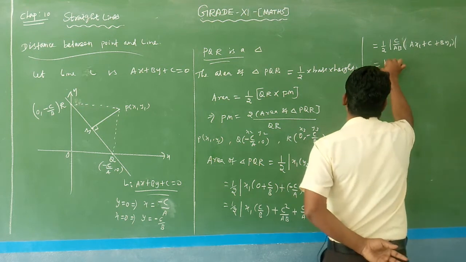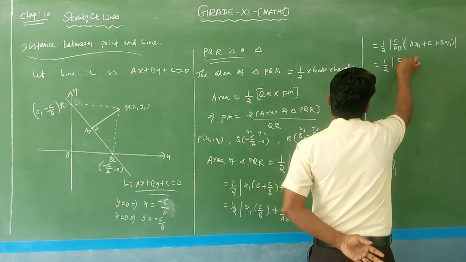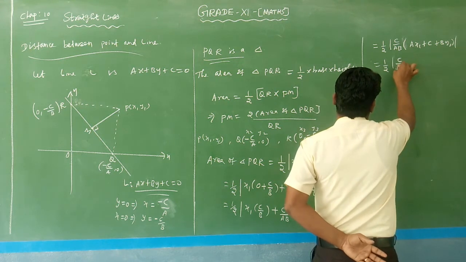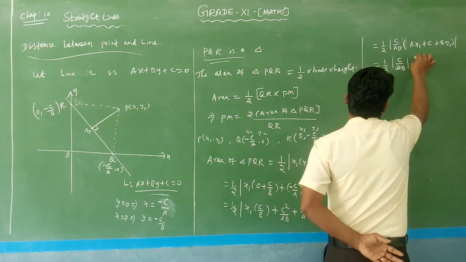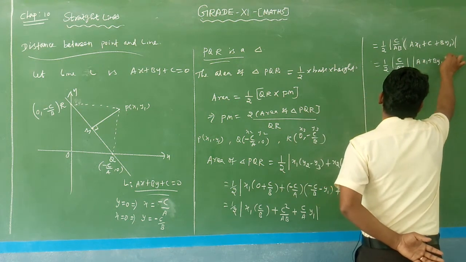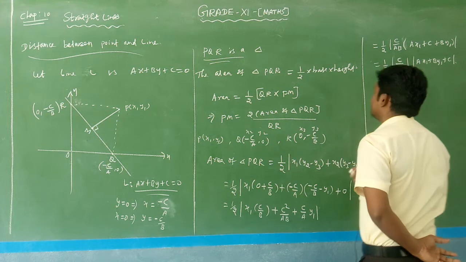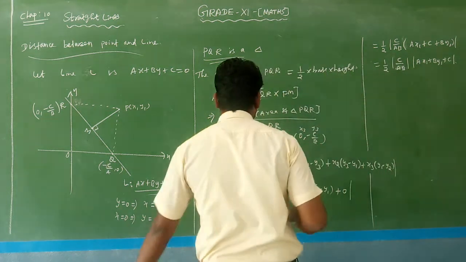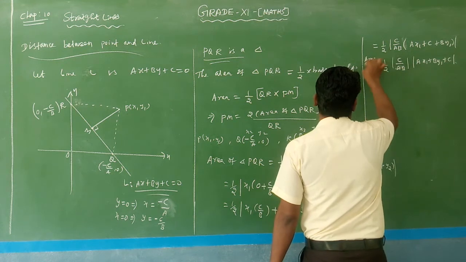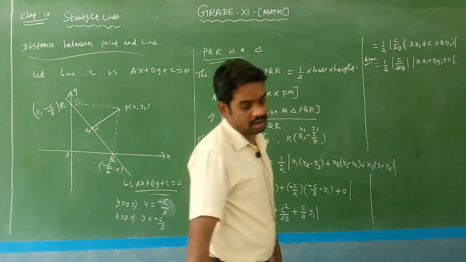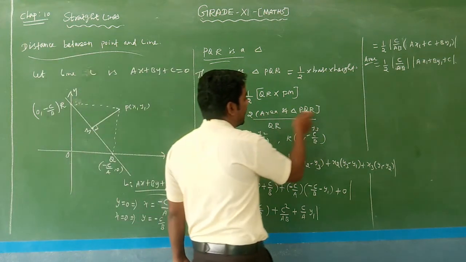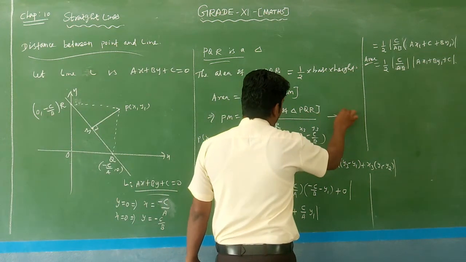So 1 by 2 of modulus of c divided by ab into modulus of ax1 plus by1 plus c. This is the area of triangle PQR. Okay, right. Next one, here 2 into area of PQR divided by QR.